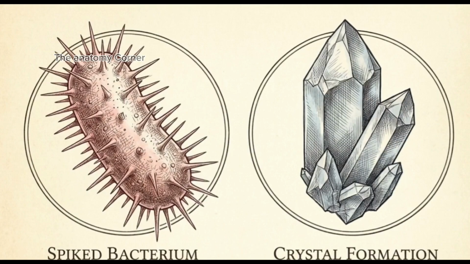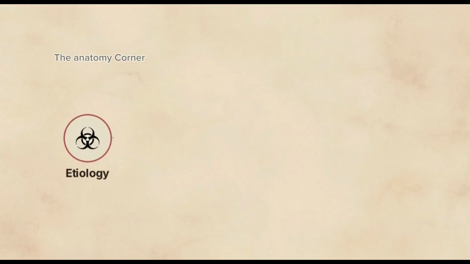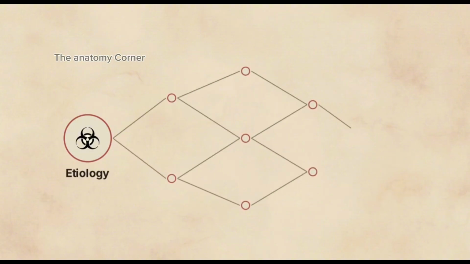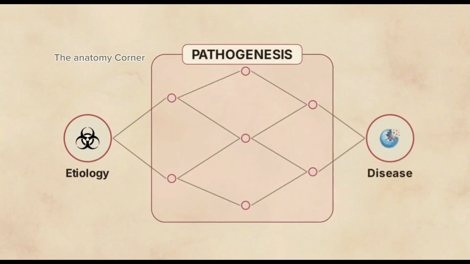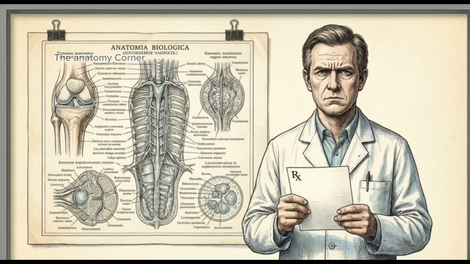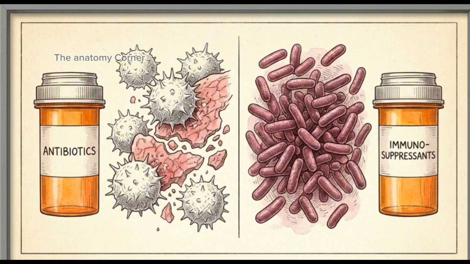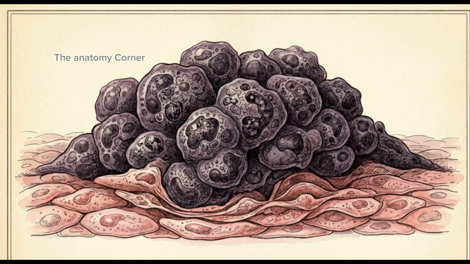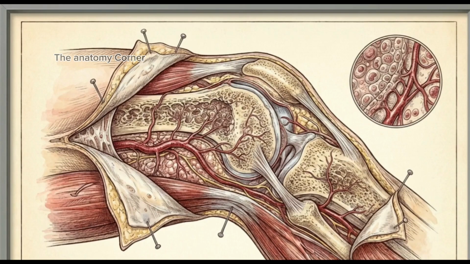In pathology, the initial trigger of the disease, whether a bacteria or a crystal, is called the etiology. The step-by-step biological cascade that unfolds inside the tissue as a result is the pathogenesis. A clinician who attempts to treat the visible symptom without identifying the underlying pathogenesis is guessing. Prescribing antibiotics for an immune attack or immune suppressants for a bacterial infection allows the actual disease process to continue unchecked. To make accurate clinical decisions, medical professionals have to move past symptoms.